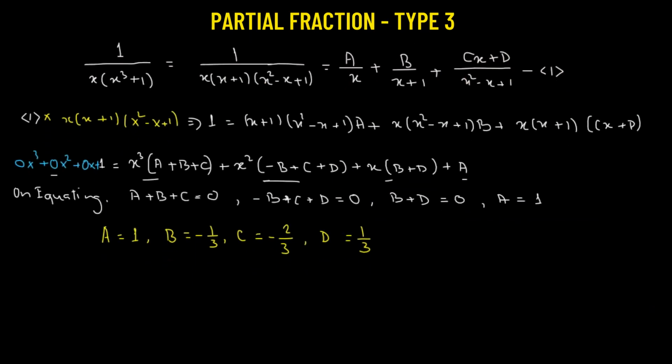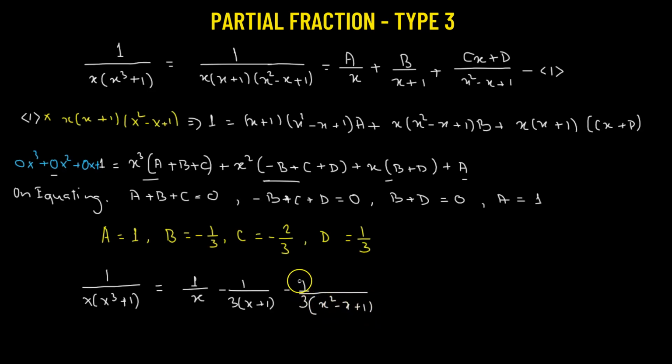We have 1 over x multiplied by x cubed plus 1 equal to A over x. So A is 1, and we have 1 over x. Then we have B over x plus 1, where B is negative 1/3, so we have negative 1 divided by 3 times x plus 1. Then we have Cx plus D, where C is negative 2/3 and D is positive 1/3. We can rewrite it as negative 1 over 3 times x squared minus x plus 1, and in the numerator we have 2x minus 1.